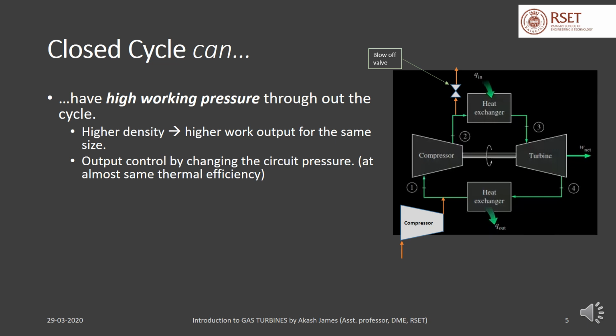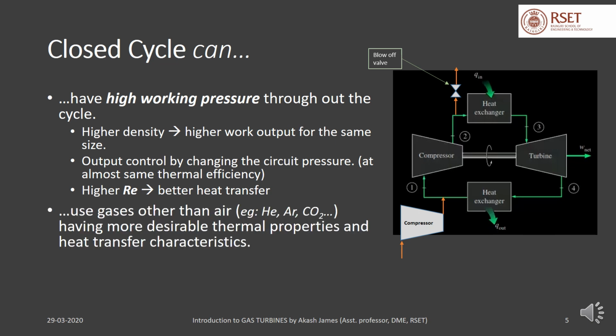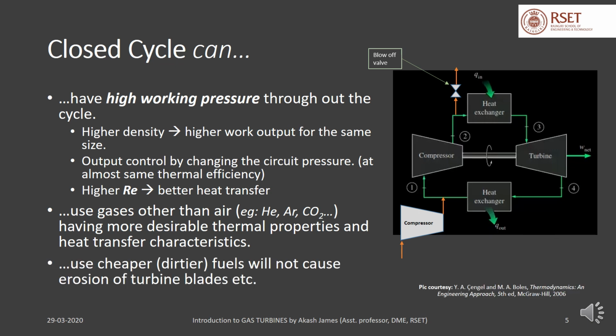Now, increasing the density also increases the Reynolds number and thereby increases the heat transfer effectiveness. Another advantage of a closed cycle is that it need not use just air. It can use other working fluids having more desirable thermal properties and heat transfer characteristics. For example, helium, argon, carbon dioxide, etc. It can also use cheaper fuels like coal.